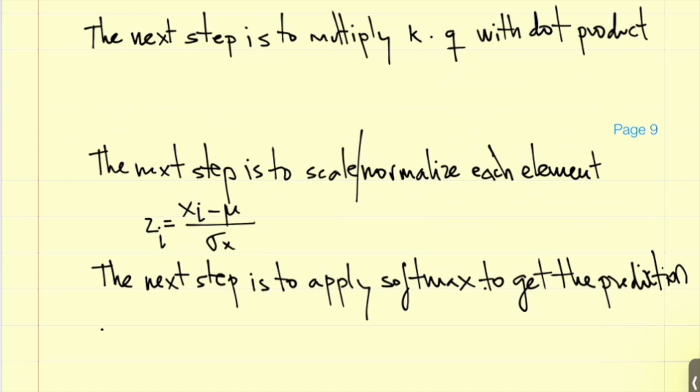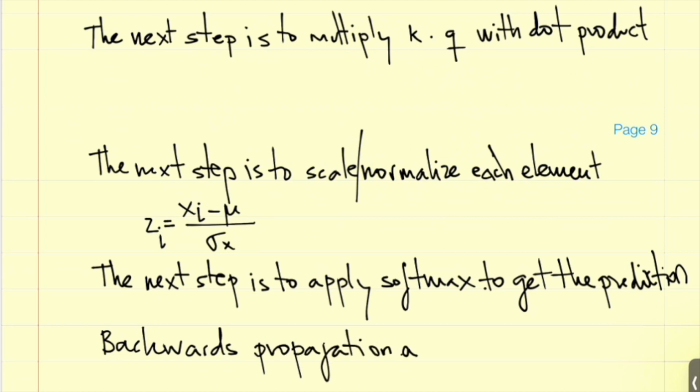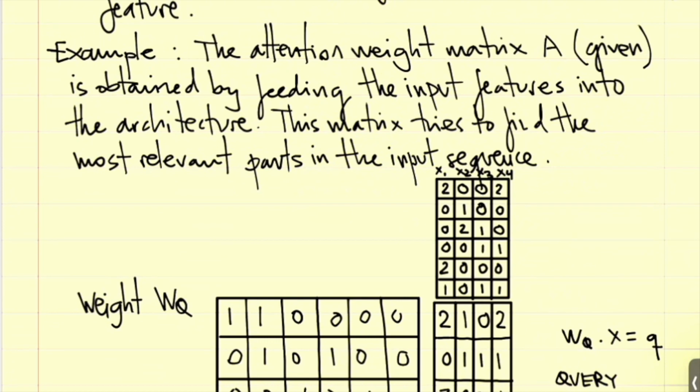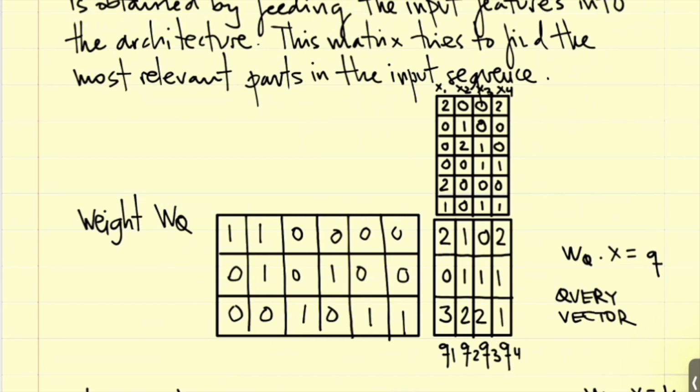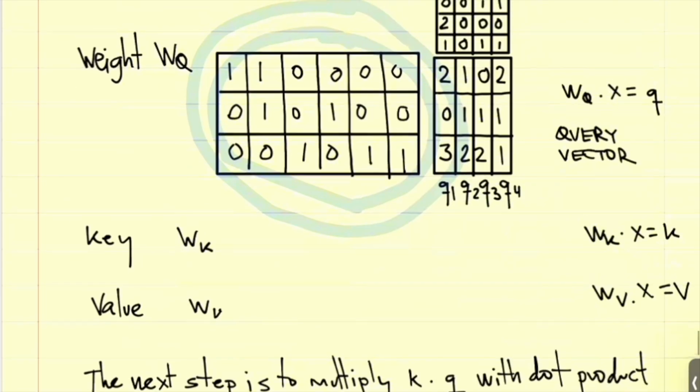Afterwards, you perform a backwards propagation as in feed-forward networks. So here the key message, and I'm purposely not going into detail, is you are teaching your transformer to focus only on the parts that are relevant. And you do that by training weight matrices, which are weights, keys, and values.